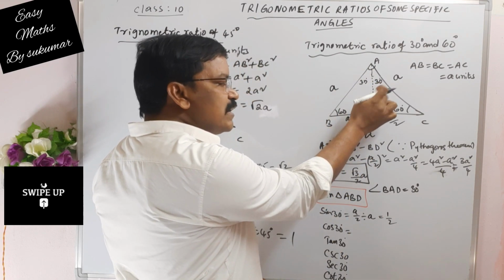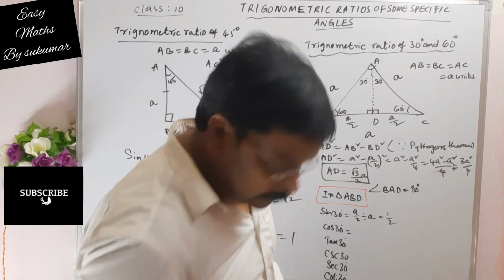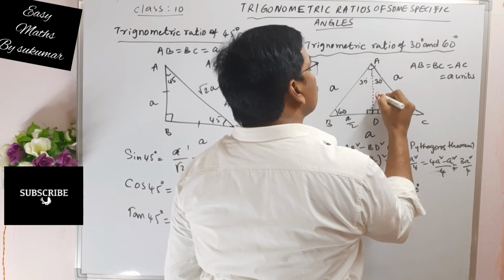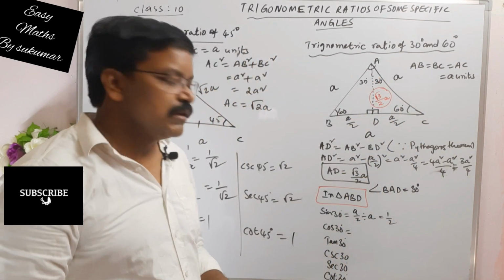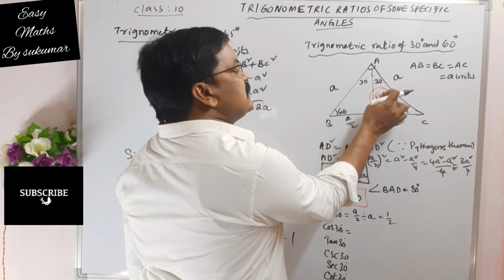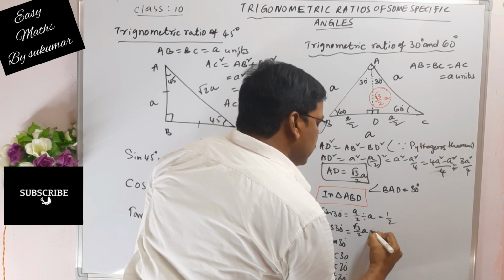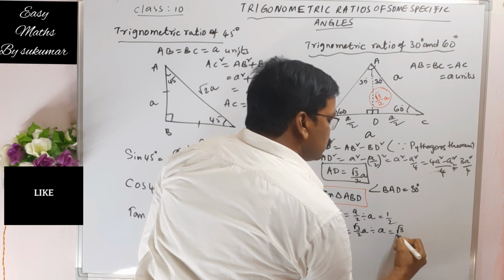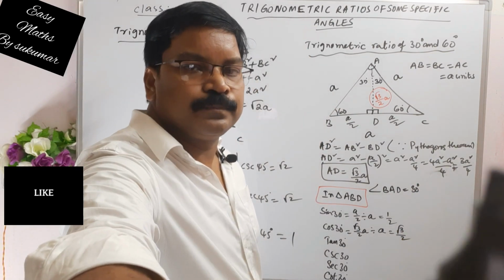Here, the adjacent side is AD, that is root 3 by 2 into a. Cos 30 means adjacent side by hypotenuse. This is root 3 by 2 a divided by a. So, a gets cancelled. This is equal to root 3 by 2. So, cos 30 degrees is root 3 by 2.